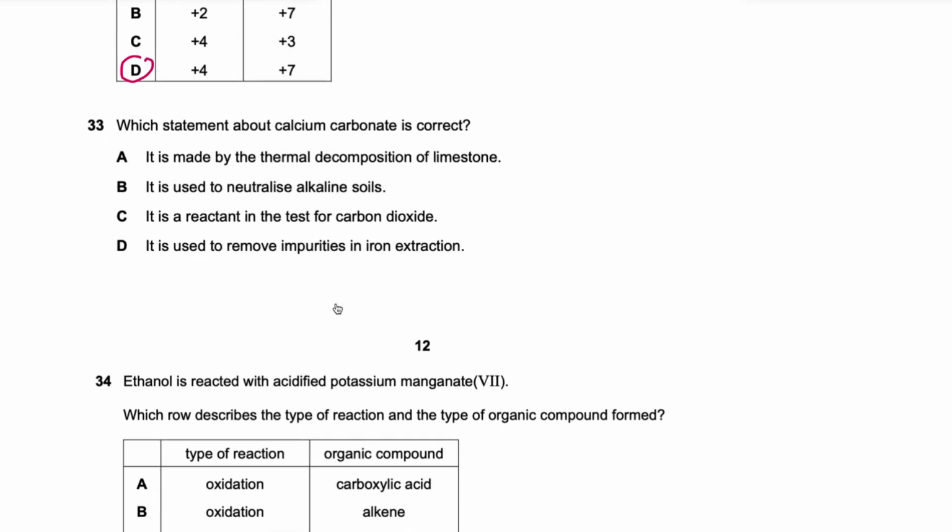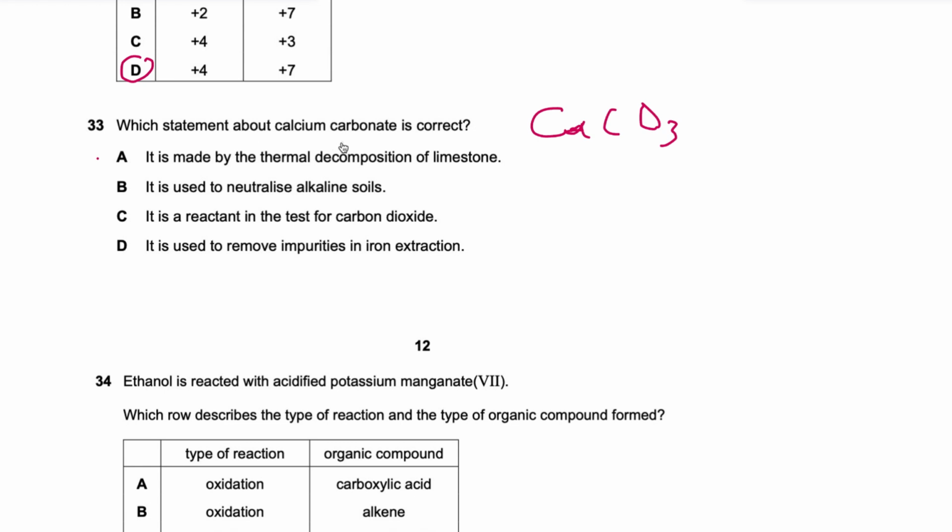Now, question 33. Question 33 asks which statement about calcium carbonate is correct. Calcium carbonate. Now this is limestone, right? You know, for making cement. Which statement about calcium carbonate is correct? It is made by thermal decomposition of limestone. Yeah, that's correct? You say which statement is correct, right?